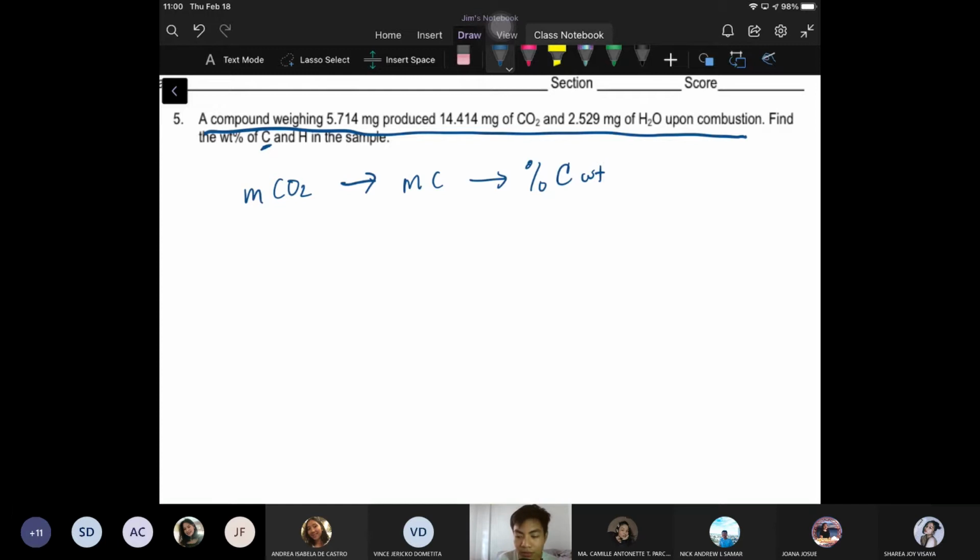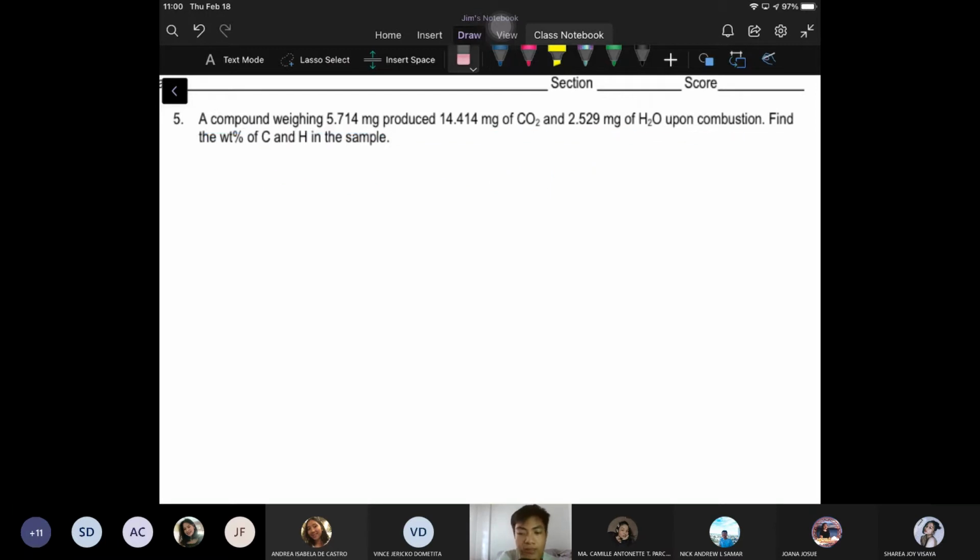Okay? So, paano yun? Okay. So, madali lang. Stoic lang. So, if you want to determine the mass of carbon from carbon dioxide, let's set up an equation. You start with the mass of carbon dioxide. Paano mo i-convert yan to mass of carbon? Stoichiometry. Okay, stoic lang yan.